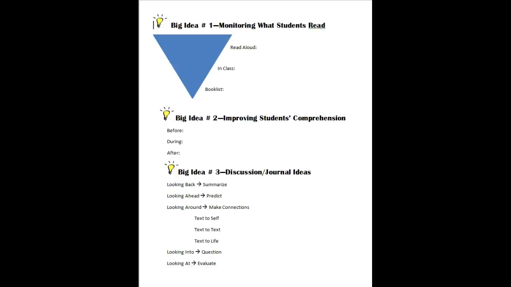So for a read aloud, if I have a book that I'm reading aloud in class or a selection of books, I have the most control over what is read. I can censor, I can edit, and so there might be more books that I could read aloud to a class compared to a book list, which is the narrowest part of this triangle.